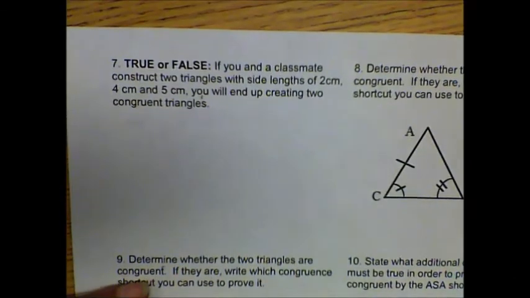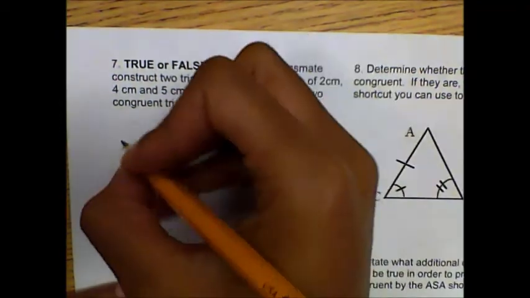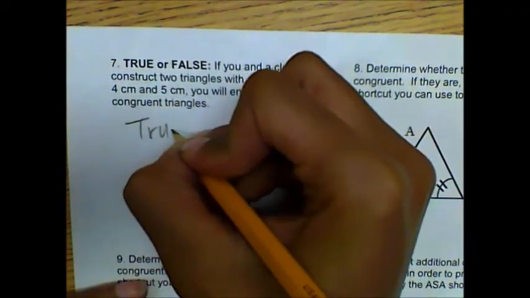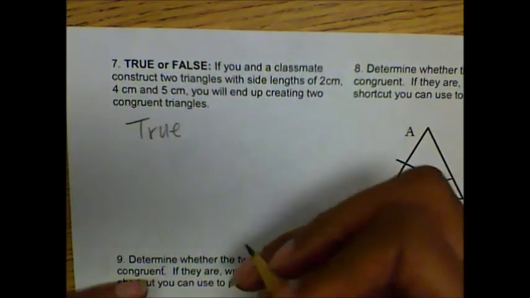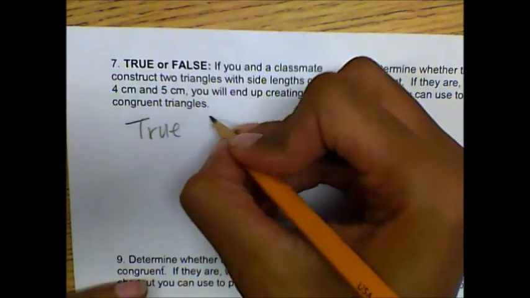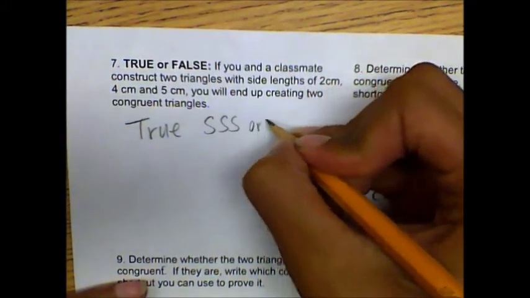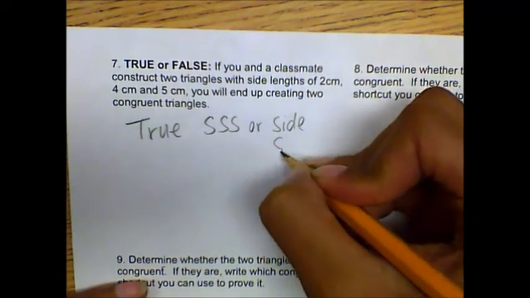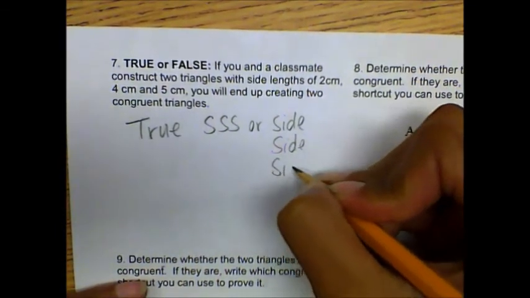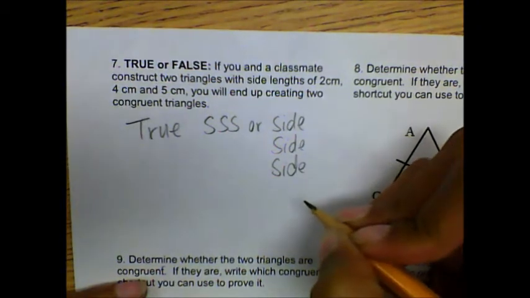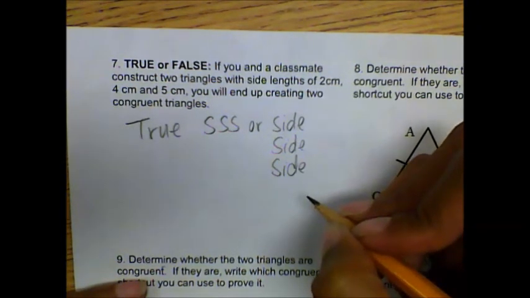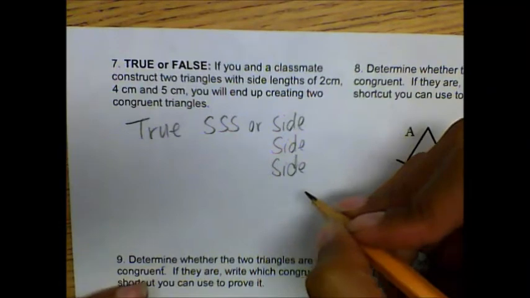Question number 7. True or false? If you and a classmate construct two triangles with side lengths of 2 centimeters, 4 centimeters, and 5 centimeters, you will end up creating two congruent triangles. I'm going to say true, and the reason is because of our congruency rule of SSS, or side, side, side. And what that says is that triangles are congruent if their corresponding sides are congruent.